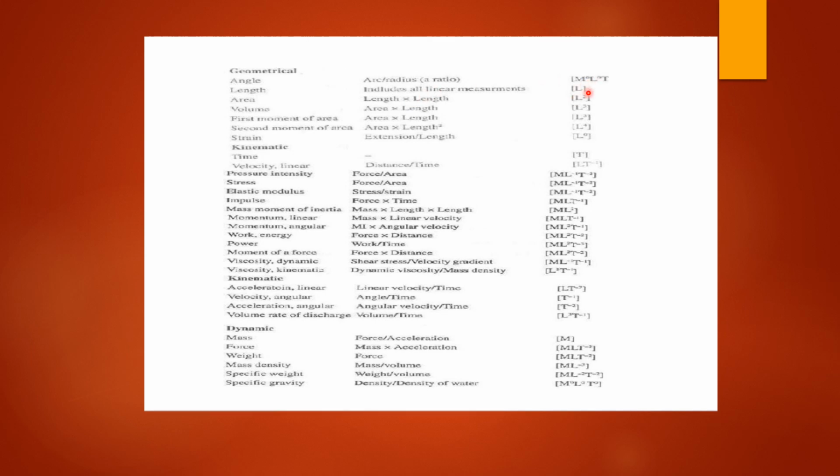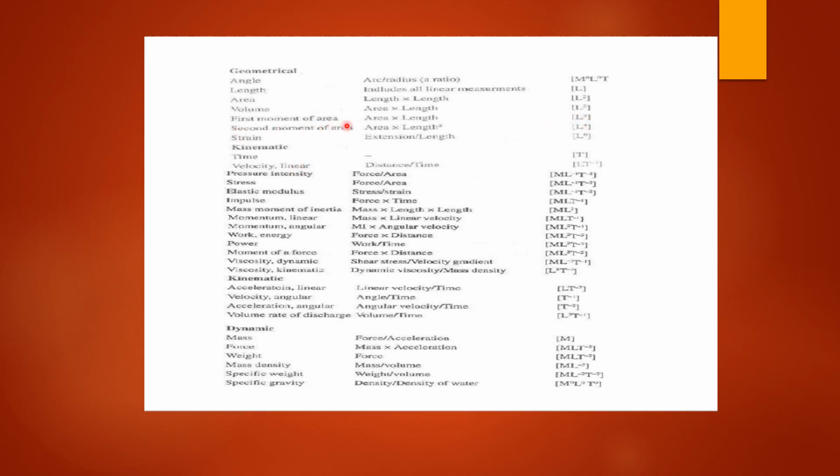So the symbol is M L T, with 0 raised to power 0, and this one also raised to power 0. Then length indicates all linear measurements, so the symbol for length is L. Area, length times length, you get L squared. Volume, area times length, you get L cubed.